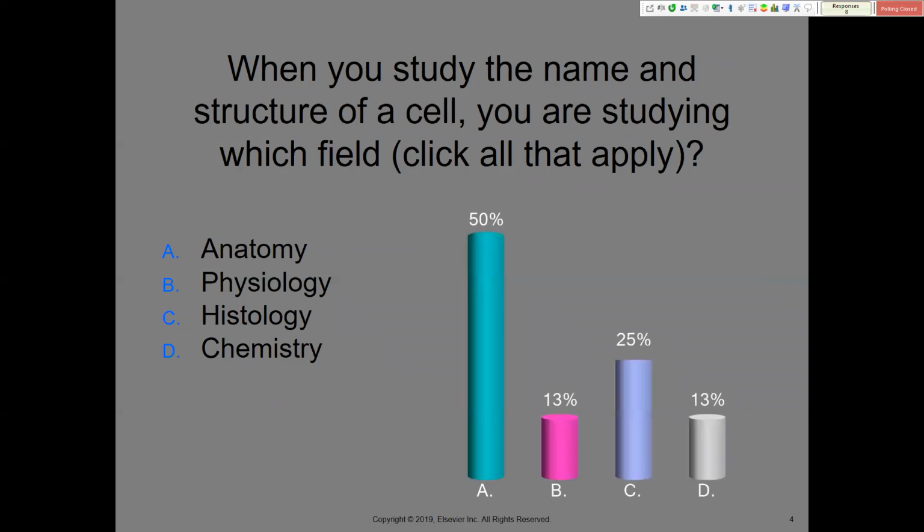All right, so half the people said anatomy, and that is true. And also you could make an argument that the microstructure is also histology, but we really haven't gotten into histology, so I don't blame you for not thinking that right up front. But anatomy, microanatomy being a subset of that. That's part of where we all started this adventure.